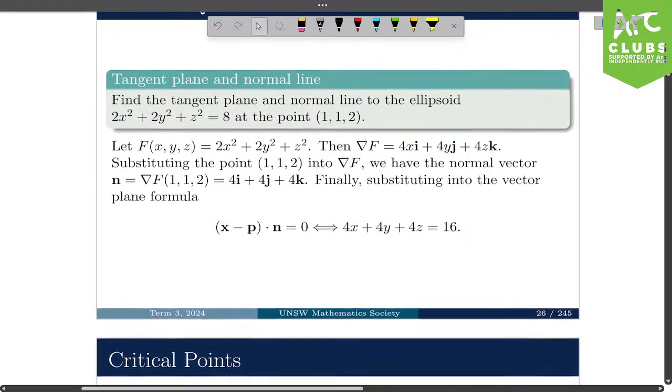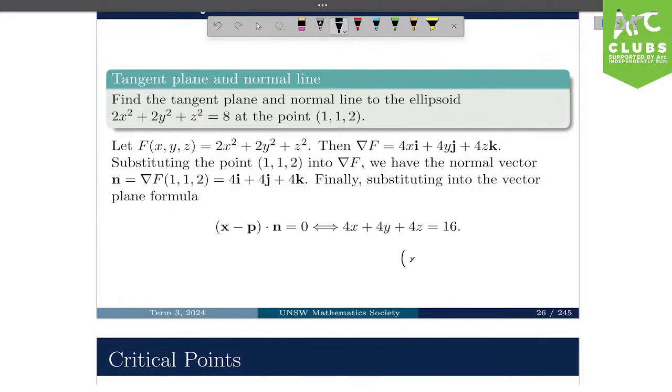So now we can substitute this into the vector plane formula. (x, y, z) minus (1, 1, 2), dotted with (4, 4, 4), should equal 0. So 4(x minus 1) plus 4(y minus 1) plus 4(z minus 2) equals 0. And as you can see, that gives 4x plus 4y plus 4z is equal to 16.